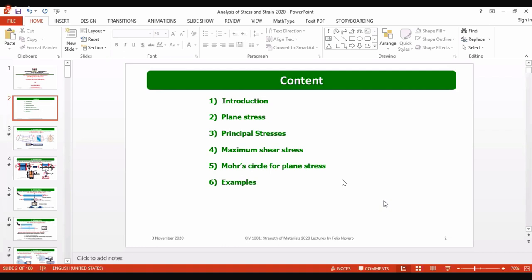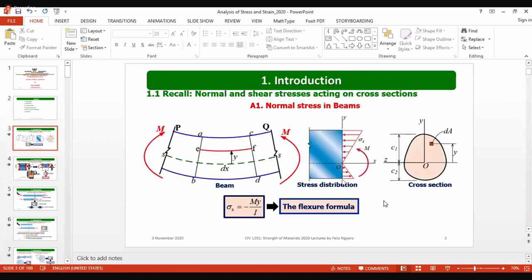So in the introduction, I go through what we covered earlier on analysis of normal and shear stresses in beams and on cross sections generally. Previously, we looked at the previous topics. We saw how to derive a formula for computing the normal stress on any cross section, and that cross section is perpendicular to the longitudinal axis of the member.